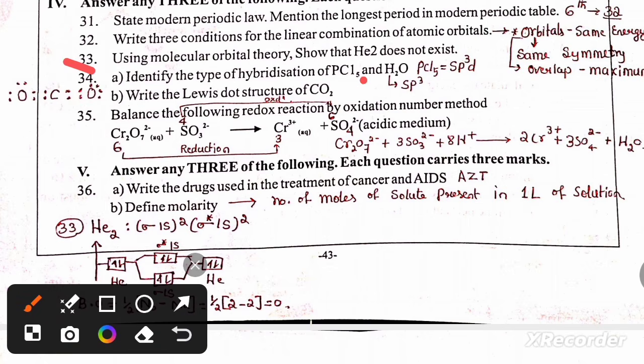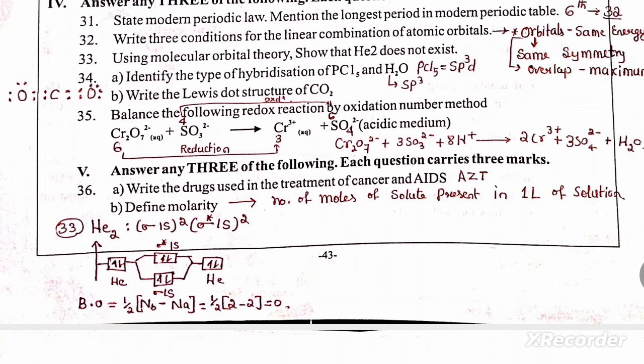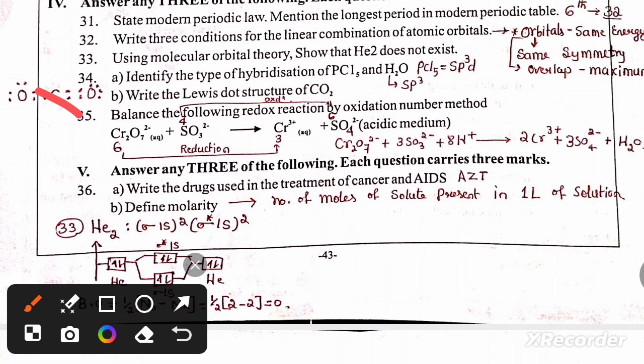Identify the type of hybridization in PCl5. PCl5 is sp3d and water is sp3 hybridization, and this is the Lewis dot structure of the carbon dioxide molecule. Now go to the 35th question. In the 35th question, we need to balance this redox reaction.